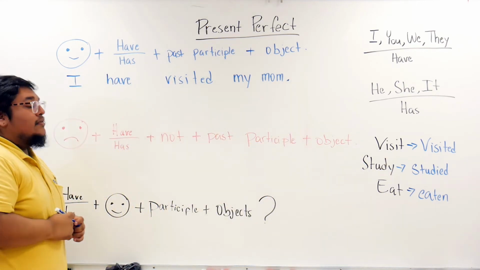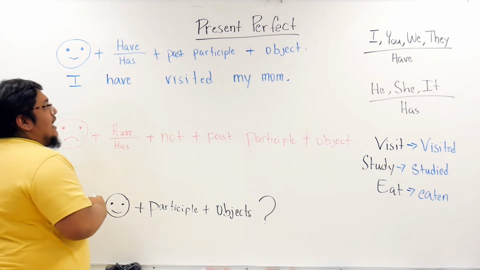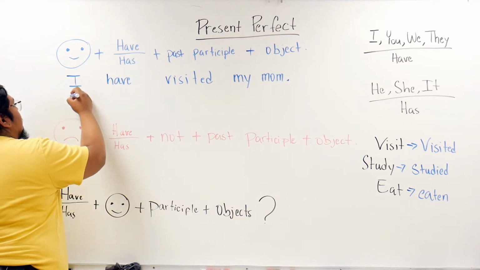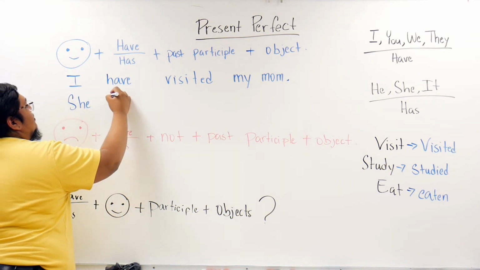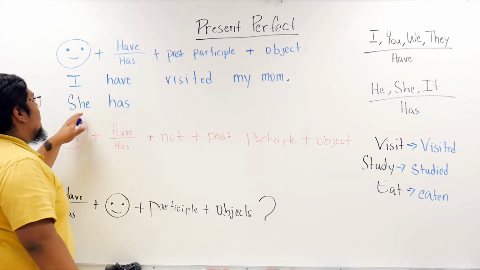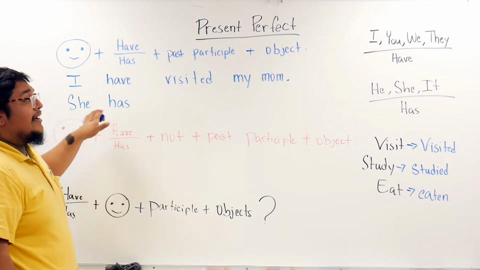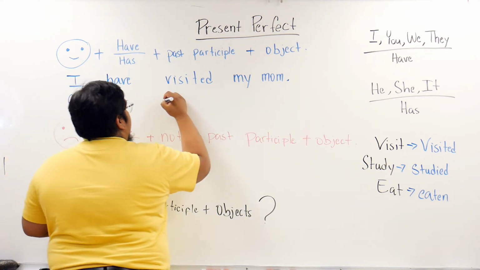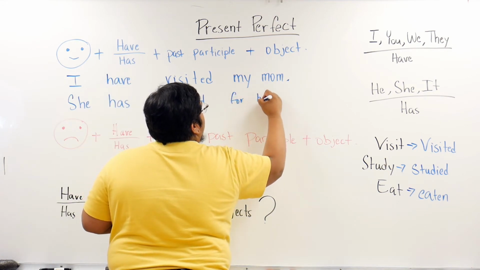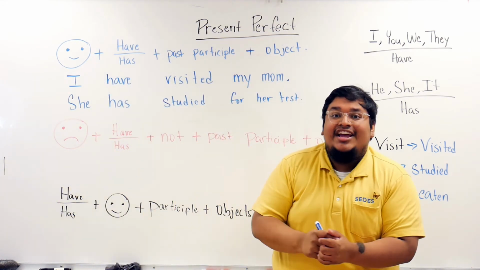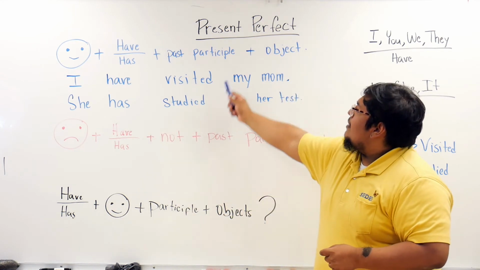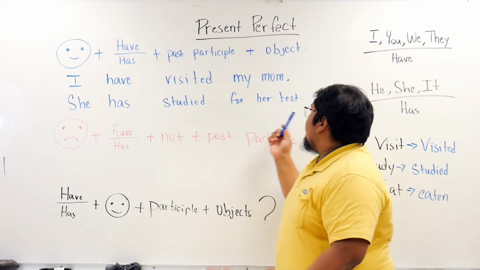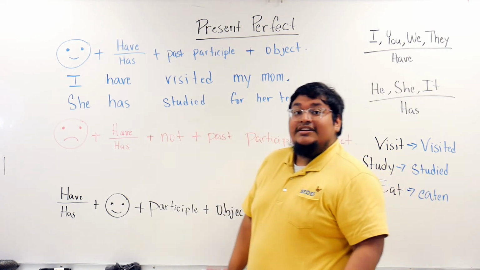Okay? Pretty good. So now let's make an example using he, she, it. You can say, she has, okay? Because remember, we were talking about he, she, it, we have to use the auxiliary word has. So she has studied for her test. So my sentence says she has studied, that is my past participle, for her test. That is my object. Good. So she has studied for her test. Perfect. It follows the formula.